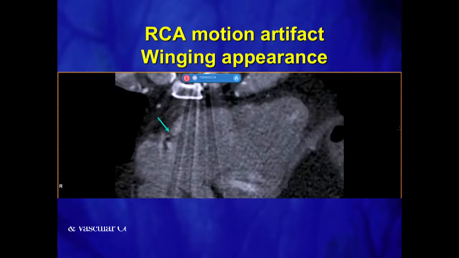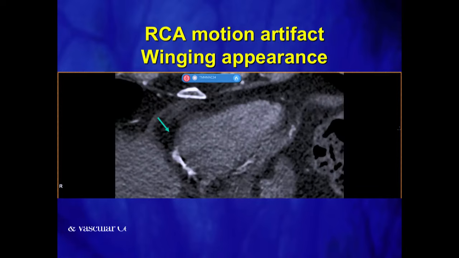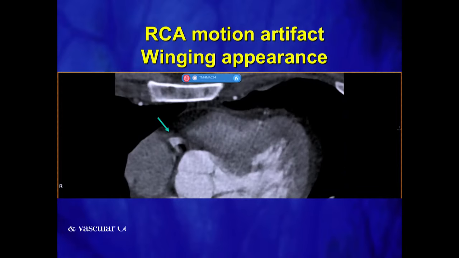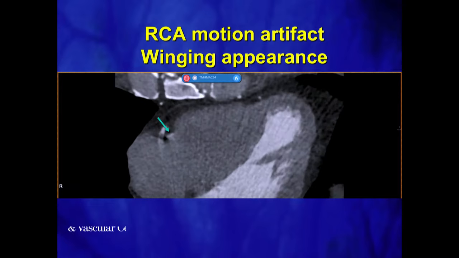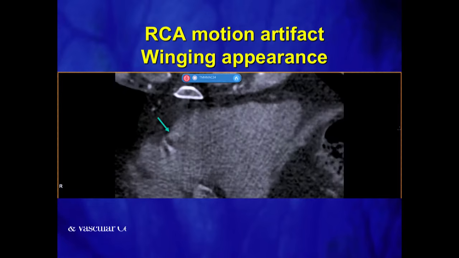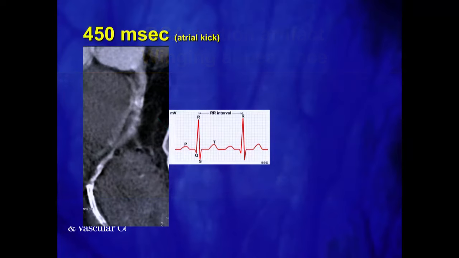This is basically on axial stacks on coronary CTA. What you would see is motion in the right coronary artery. You're going to get to see this winging or black hole on this right coronary artery. And this is how I know that coronary motion did occur during this phase. And why is that? Because when we acquired images in this particular case, the RR interval was variable, and we were acquiring images at 450 milliseconds, which did correspond to that atrial kick.